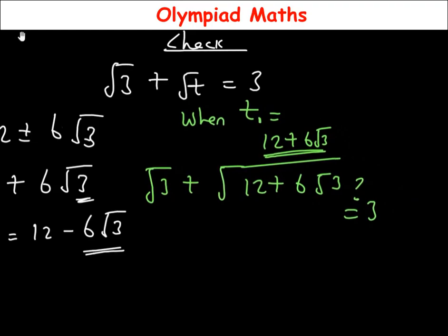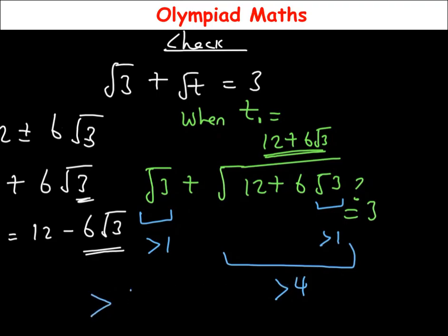Now looking at this, right, root 3 will give us a value greater than 1. Same thing here also, root 3 will give us a value greater than 1. Now if you multiply 6 times the number greater than 1 and then add it with 12, and then you square root the answer, what you will get is a value that is greater than 4. Now if you have a number greater than 1 plus a number greater than 4, what you will get is a number that will be greater than 5. And with this, obviously this cannot be equal to 3, right? It cannot be equal to 3. So that means that the value of t1 as 12 plus 6 root 3 is the incorrect value.